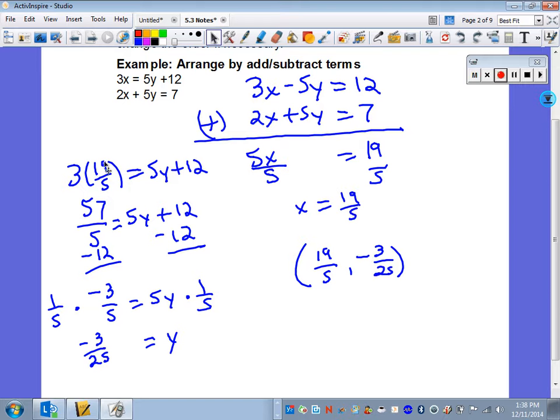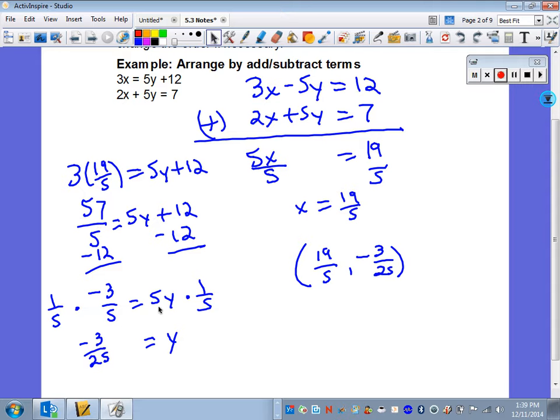So I got 3 times 19/5 equals 5y plus 12. I just used my graphing calculator. If you're on a TI, I did 3 times parentheses, 19 divided by 5, close my parentheses, and then hit math, and then hit enter twice. If you're on a Casio, just use your fraction key. I ended up with 57/5 equals 5y plus 12. I subtract 12 from both sides. Again, use your calculator and hit math, enter, enter if you're on a TI. It came back with negative 3/5.